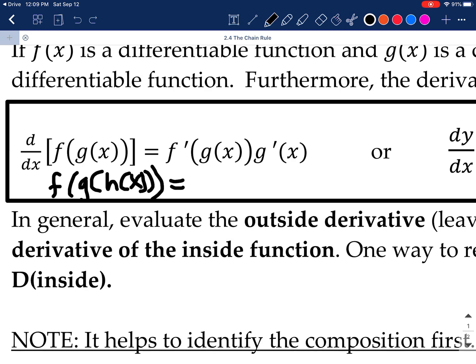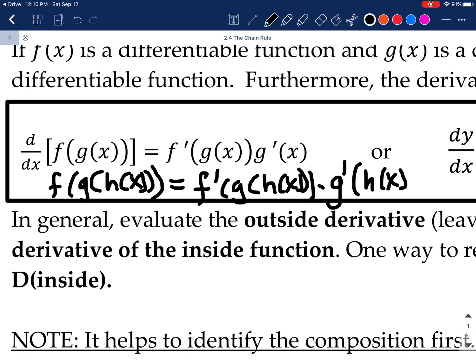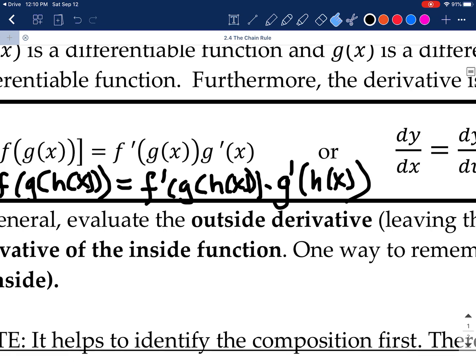But if I were to take the derivative of this using the same idea, it would be the derivative of the outside. So that's going to be f prime of g of h times the derivative of, let's say, the first inside function. So that would be g prime of h of x times the derivative of that further inside function times h prime of x. So f prime of g of h times g prime of h times h prime. And if we added a third composition, we would do the same thing where we're just layering each one of those derivatives in.